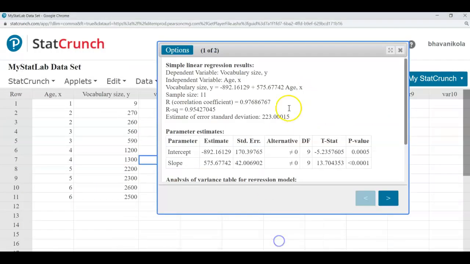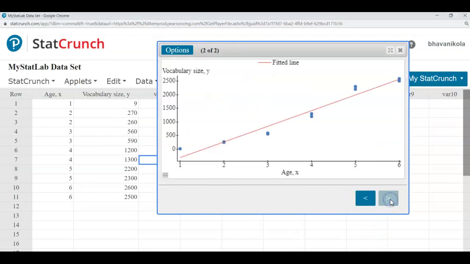I'm going to go back to my StatCrunch. If you look here, there are two arrows all the way in the bottom. Do you see this arrow? What you're going to do is click on this arrow and it will give you a graph. You see that the graph is going all the way up. So it's a positive correlation.